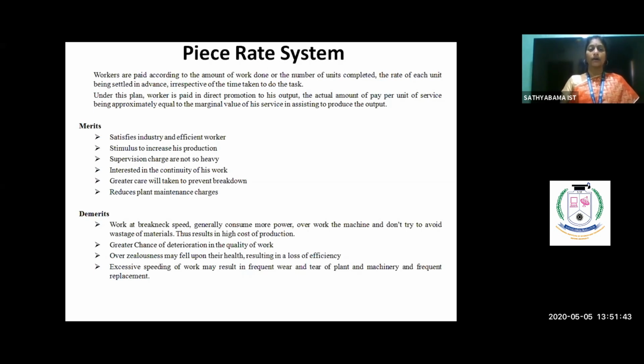And enthusiasm may fail upon their health, and it will lead to health problems, resulting in loss of efficiency sometimes, because they will be concentrating only on the target. Then excessive speeding of work will result in frequent wear and tear of plant. That is what I said in the first point itself, so machines will get depreciated soon. So this is the piece rate system.